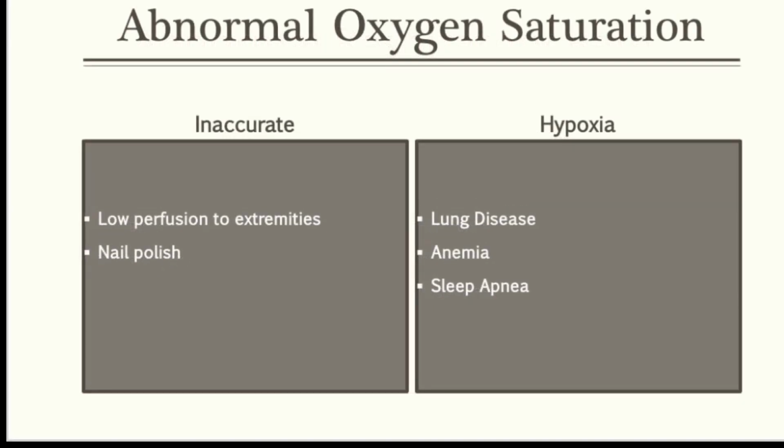The two factors that affect an abnormal oxygen saturation are inaccuracy and hypoxia. Inaccuracy includes low perfusion to extremities and nail polish, while hypoxia includes lung disease, anemia, sleep apnea, and many more.